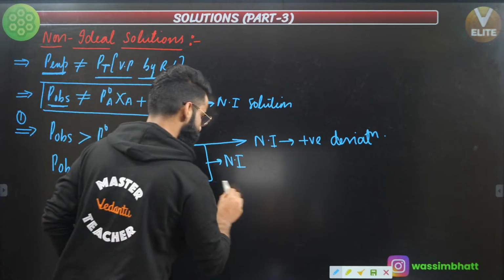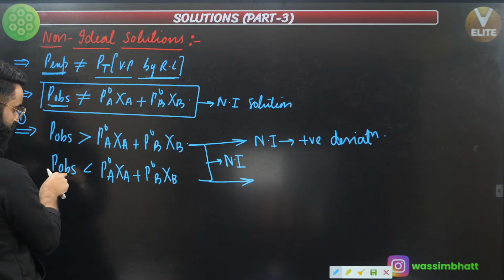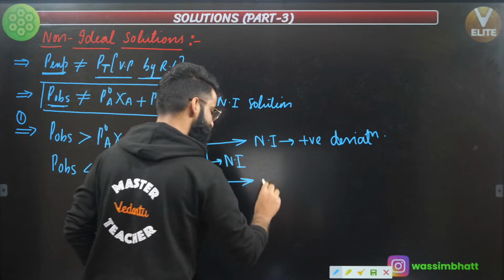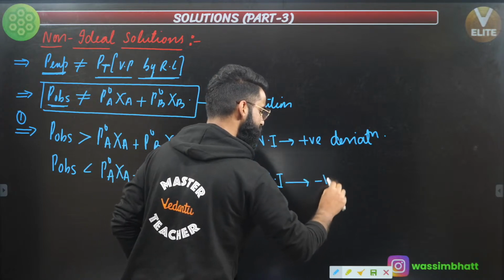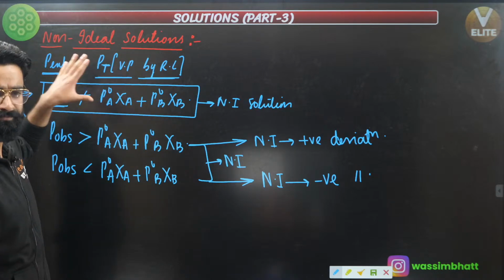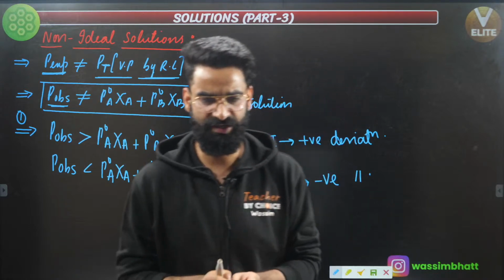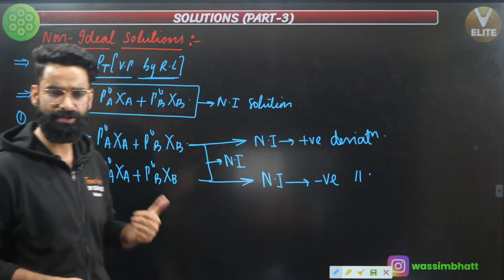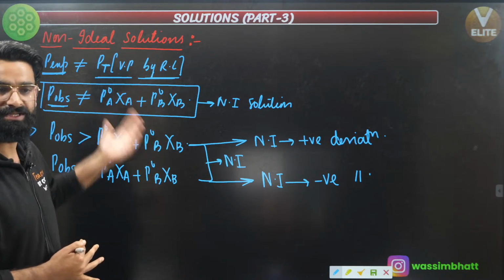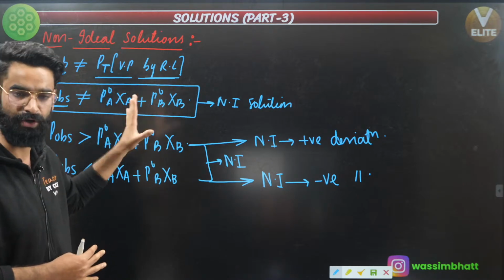And that non-ideal solution in which the actual vapor pressure, the observed vapor pressure, comes out to be less than the theoretically determined vapor pressure, we say it shows negative deviation from Raoult's law. So in case of non-ideal solutions, we have two things: one, non-ideal solutions showing positive deviation from Raoult's law, another, non-ideal solutions showing negative deviation. Now let's analyze these in detail. I'm sure you just got the concept of what non-ideal solutions are.